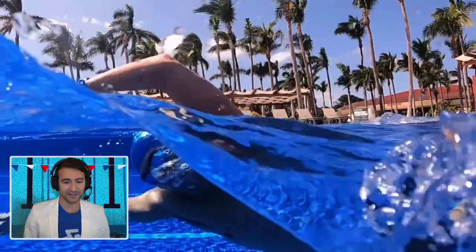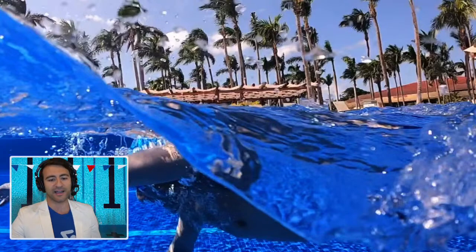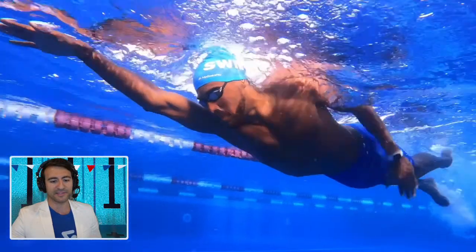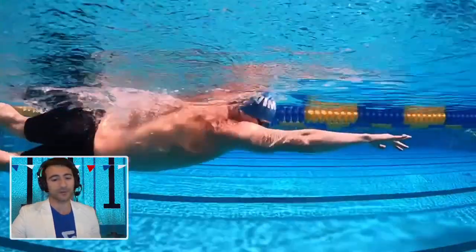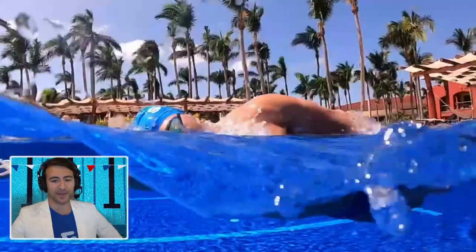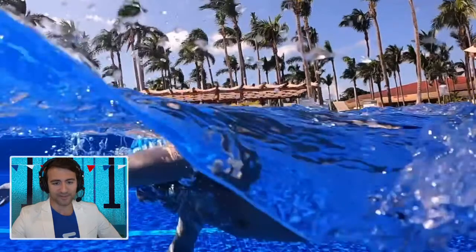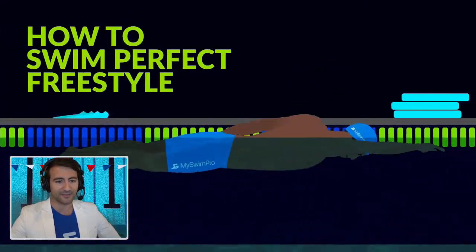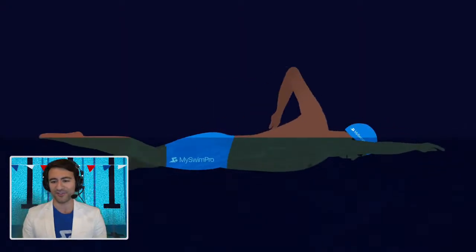This is a little half over the water, half under the water. Great way just to visualize the stroke because sometimes unless you see it, it's really difficult to understand what you're doing if you're self-coached or even if you're on a team, to really understand what the heck is going on with the coach. I think I have one more animation actually. Here we go. Yeah, may as well. Let's play it. How to swim perfect freestyle. And then we're going to get into your questions.